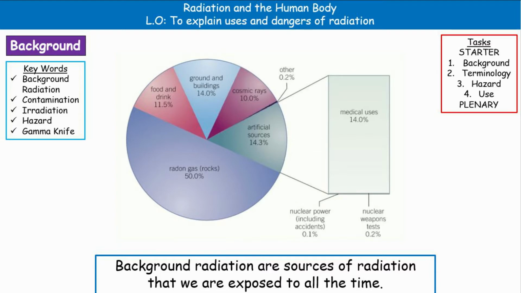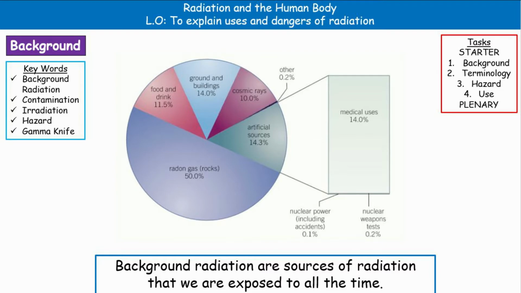So number 1, radon gas. Joint number 2, we've got medical uses, the ground and buildings. Then in our third place, we've got food and drink, which is 11.5%. Fourth place is cosmic rays. And then we come down to these other ones, and the ones you may have thought are quite high. So things like nuclear weapons tests that have occurred around the world, only 0.2%. And nuclear power stations, including any accidents that have occurred, that's only 0.1%. So they're actually a really tiny amount of the background radiation.